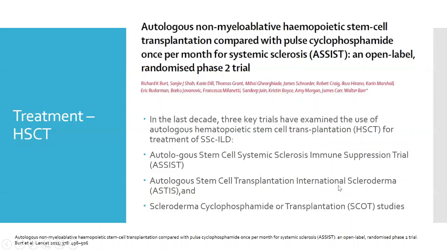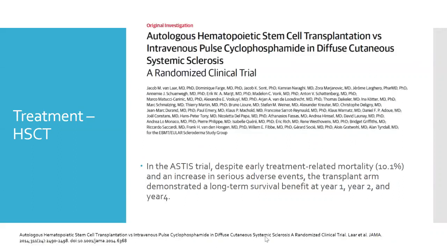Over the last decade, we've had 3 important trials looking at hematopoietic stem cell transplants in scleroderma patients. The ASSIST, the ASTIS, and the SCOT studies. The ASSIST was published in 2011 in Lancet, followed by the ASTIS trial. And the ASTIS basically showed that despite early in the course of stem cell transplant, patients had higher mortality, but despite this, in the transplant arm, patients had long-term survival benefit at years 1, 2, and 4. But this was kind of all comers for scleroderma.